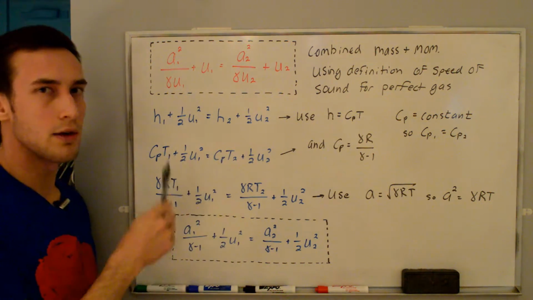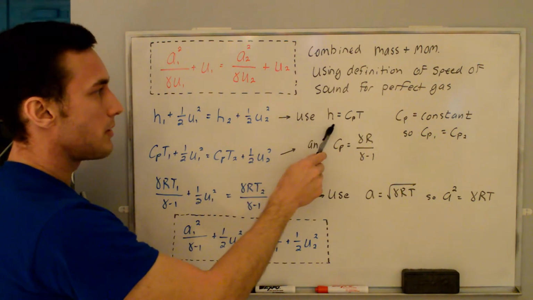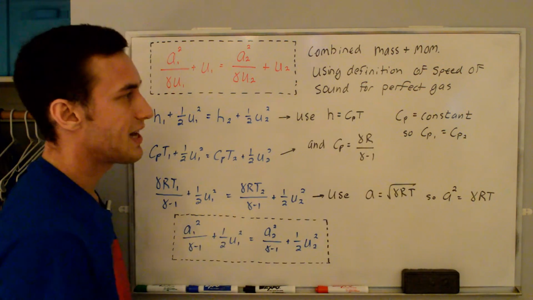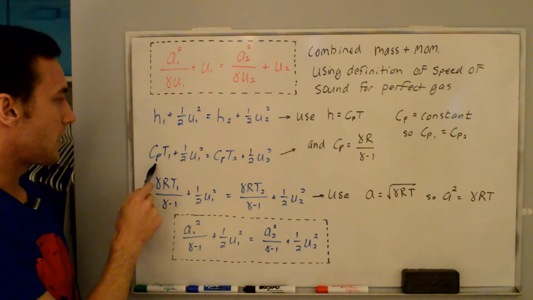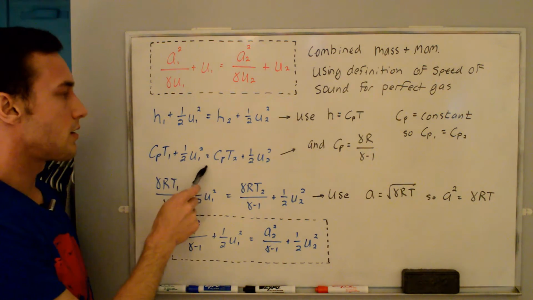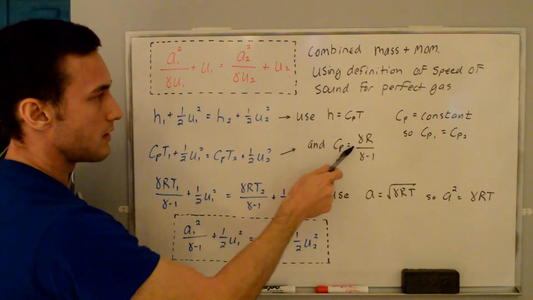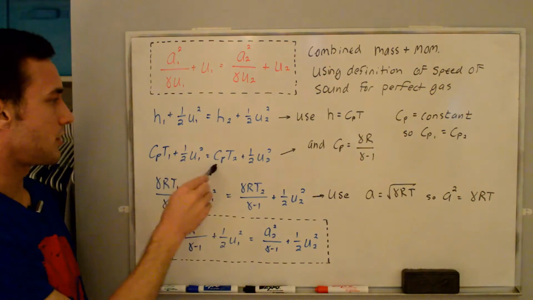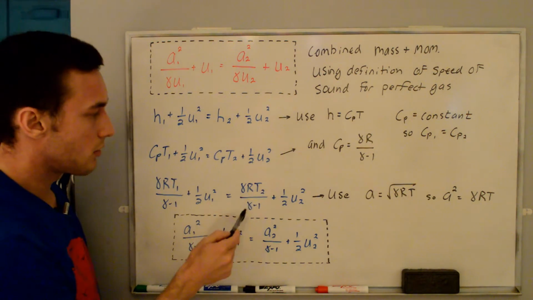Now we're going to move on to the energy equation, which I've rewritten here. We're going to use the fact that the enthalpy is equal to CPT, where for a calorically perfect gas, CP is equal to a constant, so CP1 is equal to CP2. And so if we plug that in here, we get CPT1 plus 1/2 U1 squared is equal to CPT2 plus 1/2 U2 squared. Now we're going to use that CP is equal to gamma R over gamma minus 1, and I have a video on all this, and plug that in for the CPs here, and we end up with gamma RT1 over gamma minus 1 plus this is equal to gamma RT2 over gamma minus 1 plus this.